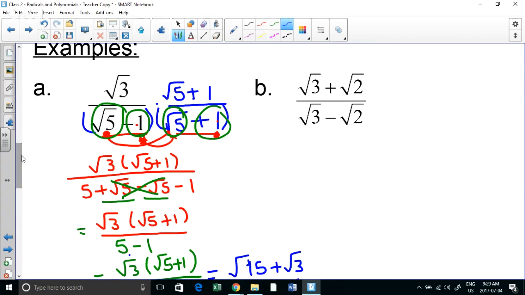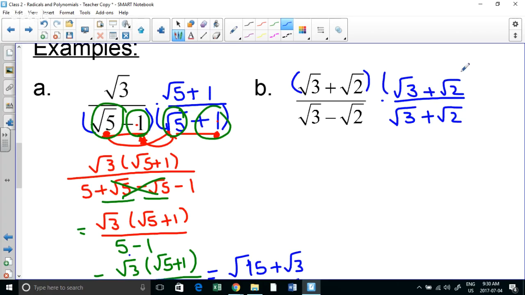All right, for this example, same idea. You can't have something that has roots in the denominator. So I'm going to multiply by the conjugate. I have the root of 3 minus the root of 2, so I'm going to do the root of 3 plus the root of 2. Do that as well.